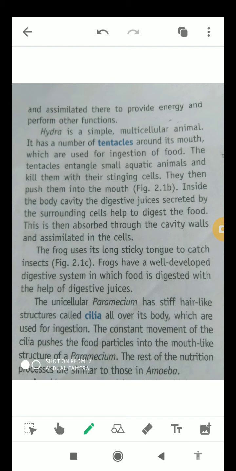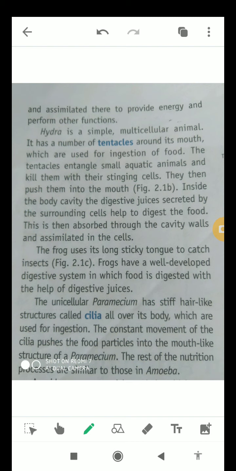The tentacles entangle small aquatic animals, so they generally eat small aquatic animals. Aquatic means water animals, and they kill them with their stinging cells. Then they push them into the mouth, and inside the body cavity, the digestive juices secreted by the surrounding cells help to digest the food. This is then absorbed through the cavity walls and assimilated into the cells.